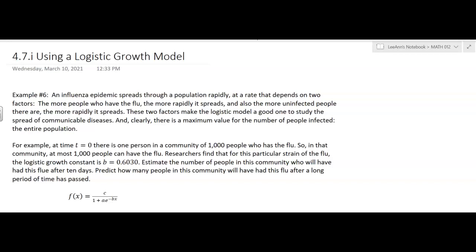So here we have an example and a way to use the logistic growth model. It says an influenza epidemic spreads through a population rapidly at a rate that depends on two factors. The more people who have the flu, the more rapidly it spreads, and also the more uninfected people there are, the more rapidly it spreads.